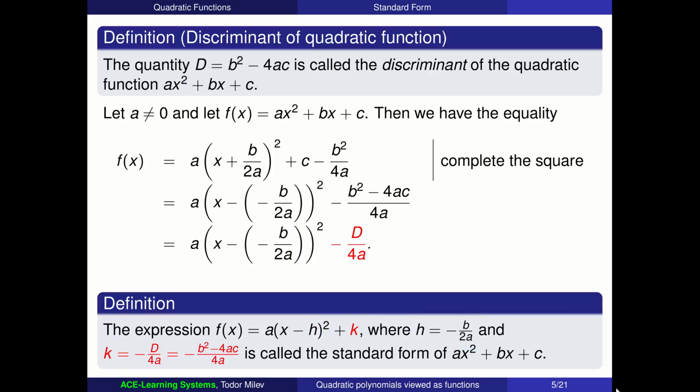Now, rewriting our quadratic function in this form, the complete square form, is called the standard form of the quadratic equation. So to complete the square means to rewrite the quadratic into standard form. Okay?